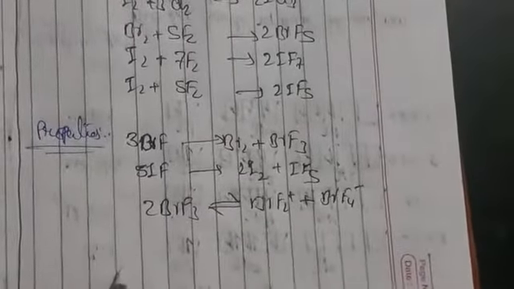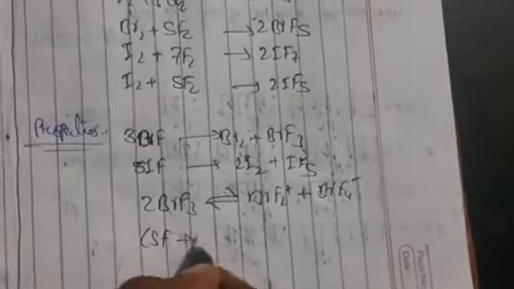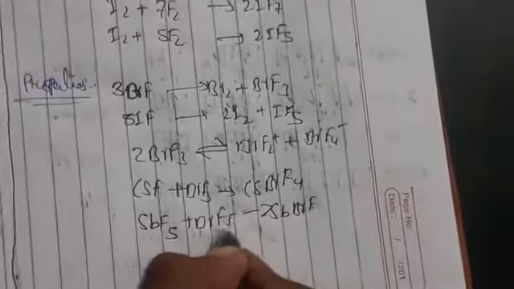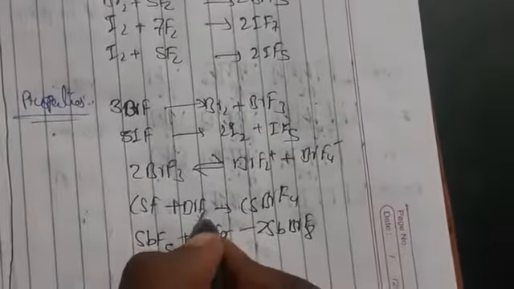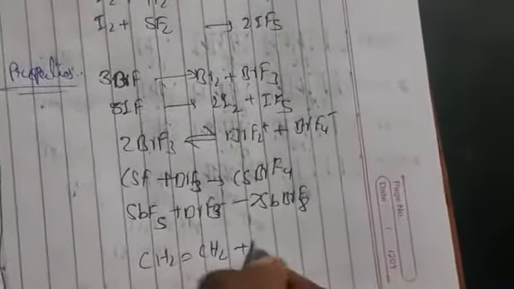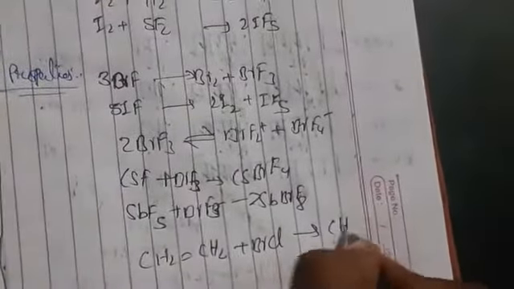When you react with cesium, CsF plus BrF3 forms cesium BrF4, and SbF5 plus BrF5 gives SbBrF8. Okay, and also with the double bond CH2 plus BrCl, if you break the bond, it forms CH2Br, CH2Cl. So this is one of the compounds it gives. Like this we have different types of properties.